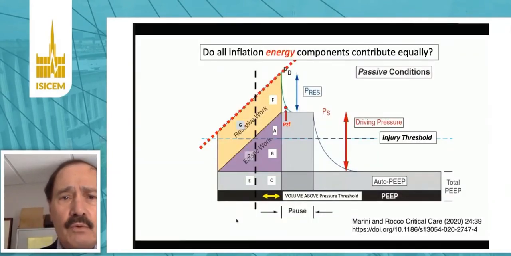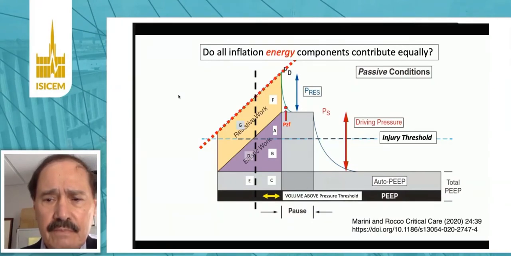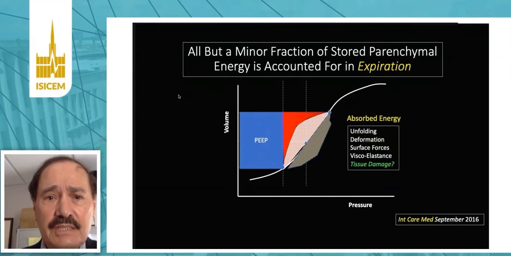Now, in a recent paper, we talked about the components of energy and therefore of power that make a difference. I'd refer you to this paper to read more about that. Now, all but a minor fraction of the stored parenchymal energy is accounted for in expiration. In other words, we can measure the flow resistive piece in red and the PEEP related piece of energy in blue when we start from a plateau pressure.